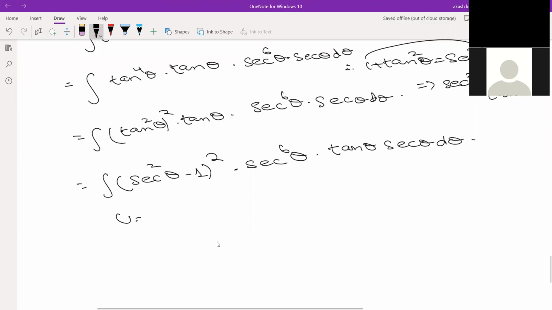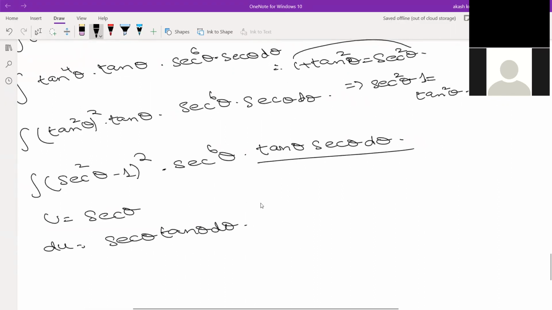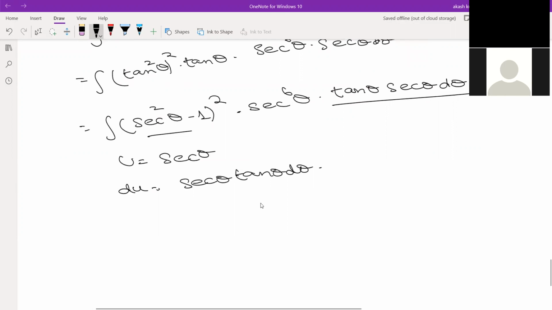If I take u as sec theta, then taking its derivative, the derivative of sec theta is sec theta tan theta d theta. So instead of writing this, I can write du, and the rest of my function is in terms of sec theta, so I can replace it with u. It will become u square minus 1 whole square, sec 6 theta will be u to the 6, and instead of this, I write only du.